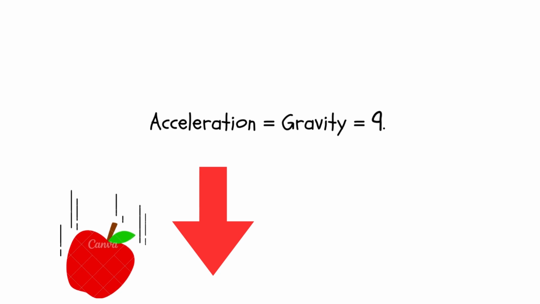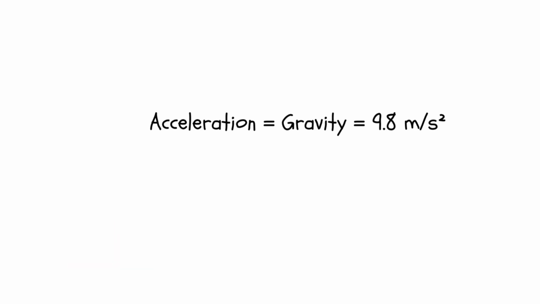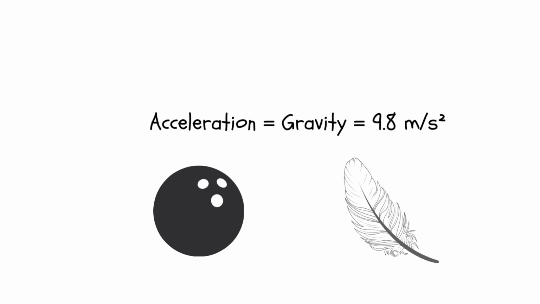When objects fall freely near Earth's surface, they accelerate due to gravity at 9.8 meters per second squared downward. That means every second their velocity changes by 9.8 meters per second. If we ignore air resistance, all objects, heavy or light, fall at the same rate.